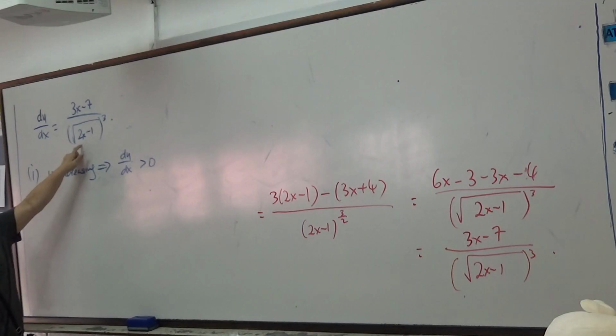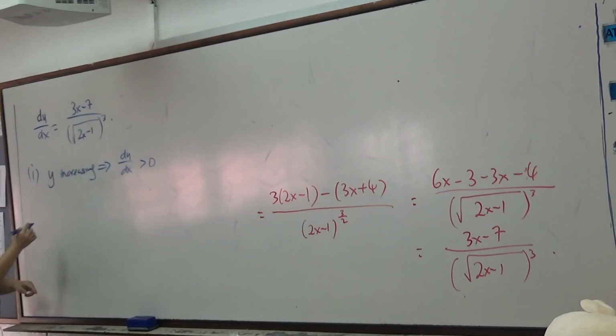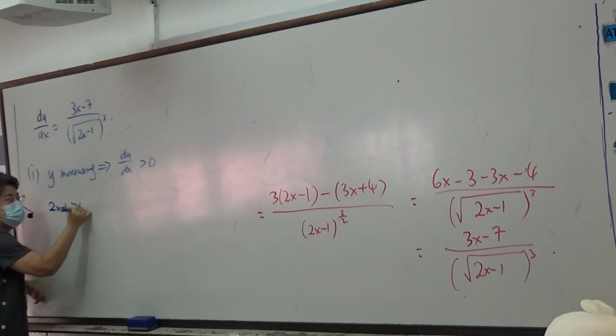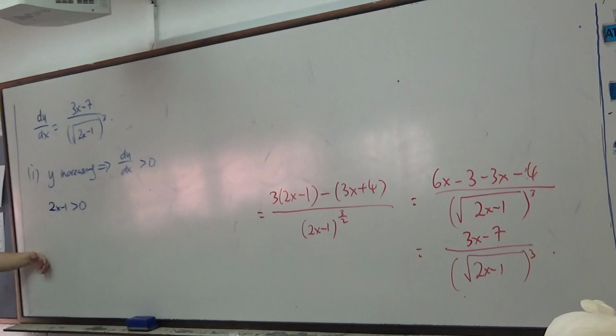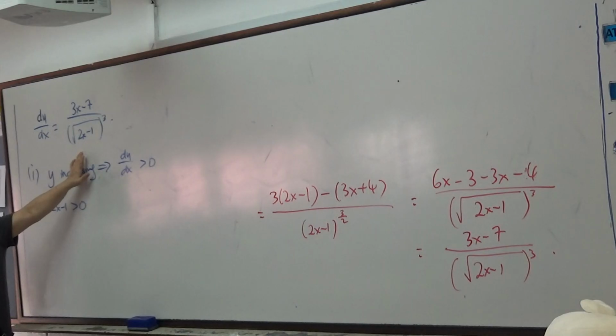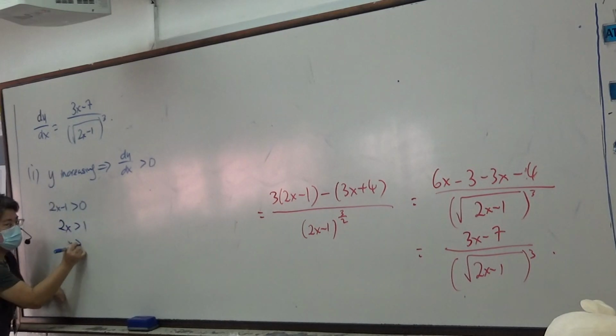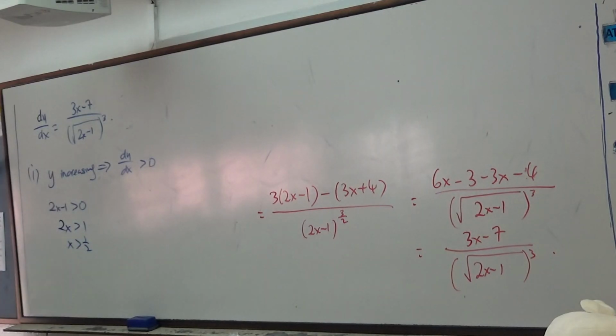First of all, the inside of the square root must be positive, right? That means I must have 2x - 1 bigger than 0. It cannot equal 0 either, because equal to 0 becomes undefined. Agree? So I solve this linear inequality. First of all, x must be bigger than half, right?